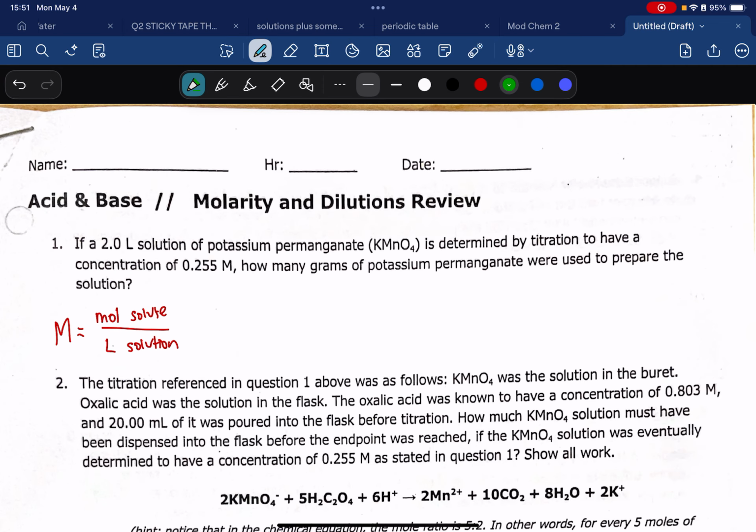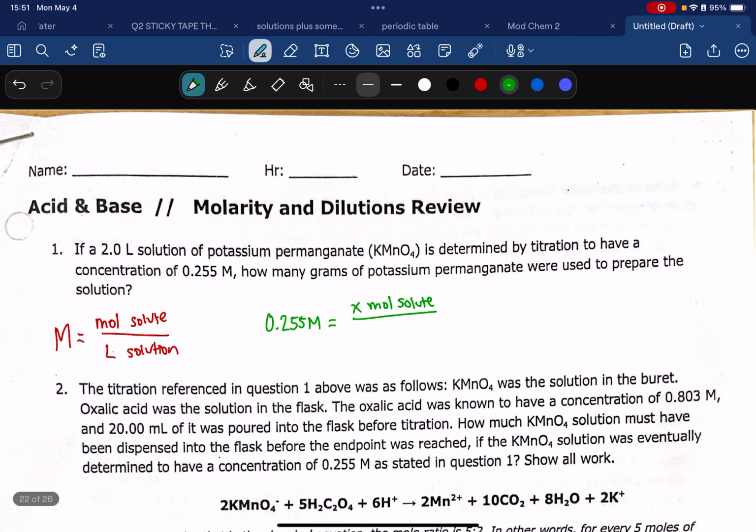So I know that the molarity is 0.255 molar, and that is equal to X number of moles of solute divided by 2.0 liters of solution. To solve for X, we'll multiply both sides by 2. So 0.255 times 2. I got X equal to 0.51. So that's 0.51 moles of KMnO4.